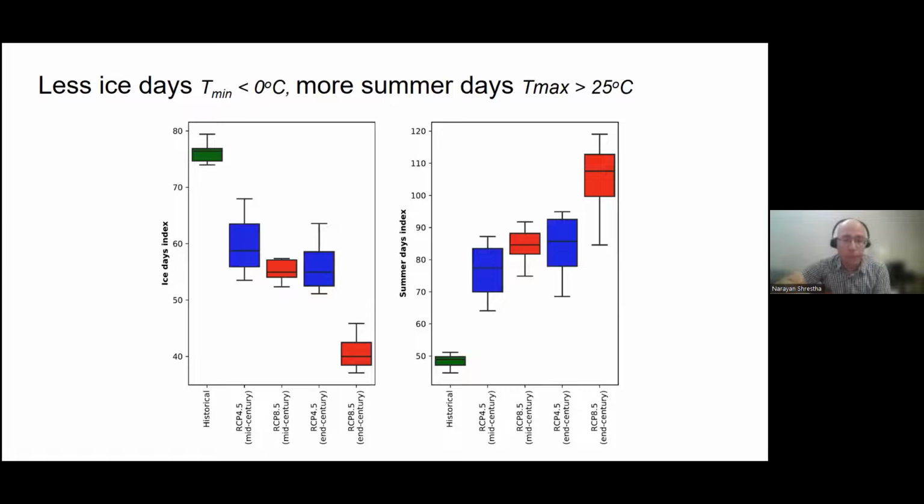So here, the same argument is supported with the smaller number of ice days in future as compared to the baseline period. Ice days are quantified as the days where the minimum temperature falls below 0 degrees centigrade. And in the right panel, we have the summer days, which are characterized by the days where the maximum temperature is more than 25 degrees centigrade. So in future, the summer days would be increasing significantly, almost doubled, specifically for RCP 8.5 and in the end-of-century period.